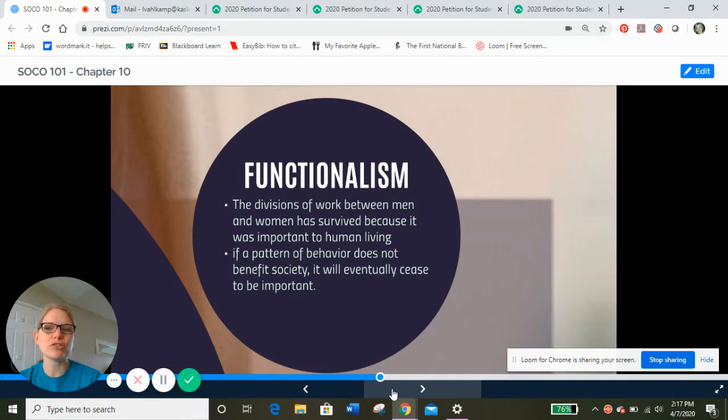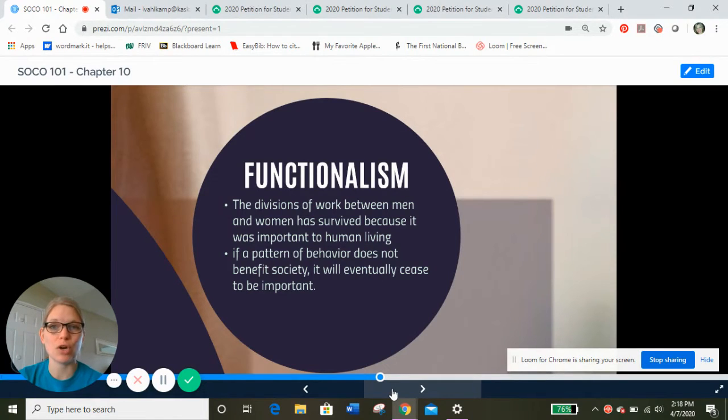But remember, functionalism is all about balance and things remaining stable. So it was important for the society to keep it going that the work was divided based upon the role of the man and the woman to the society. Functionalists also say that if a pattern of behavior does not benefit society, it will eventually cease to be important. So these distinctions between men's work and women's work, as in primitive societies, aren't as useful anymore.